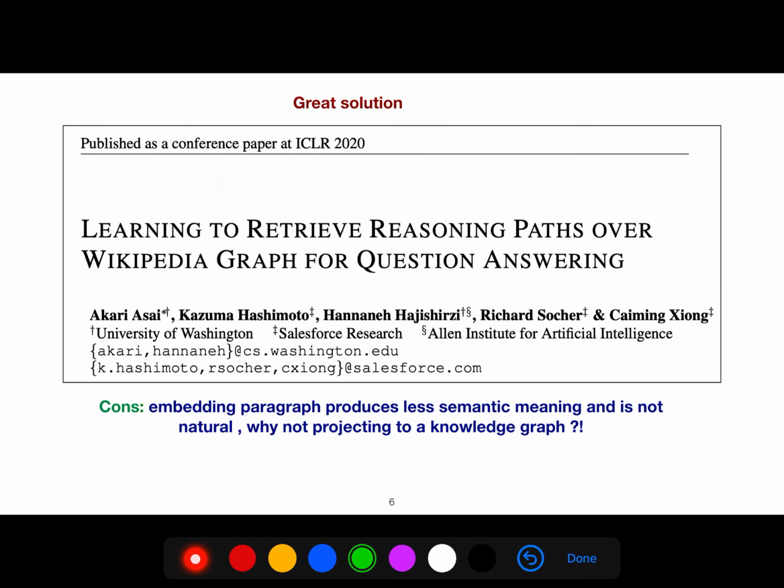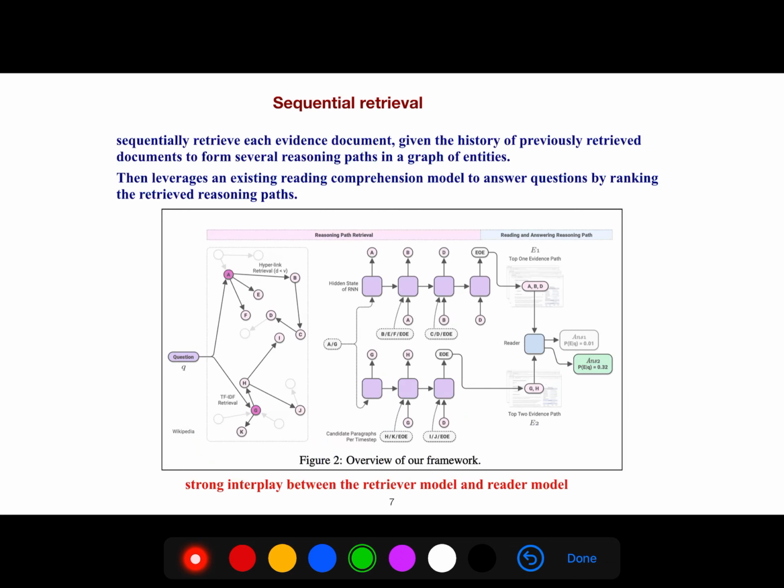So what is a great solution? Again, this Iranian researcher at Washington University, a very great approach. But I think the cons of this, I'm not sure, maybe the embedding of the paragraph produces less semantic meaning. So it's not natural. Why not project into a knowledge graph? Because it has its own complexity.